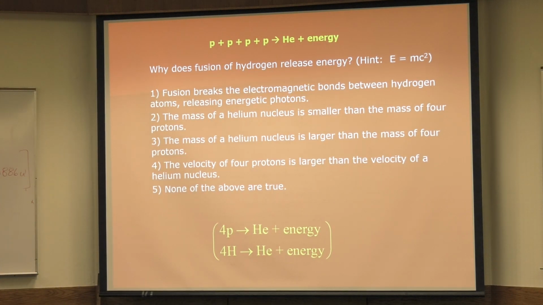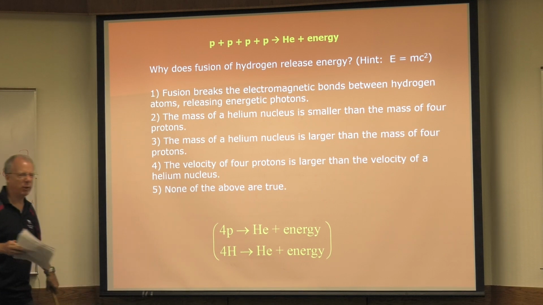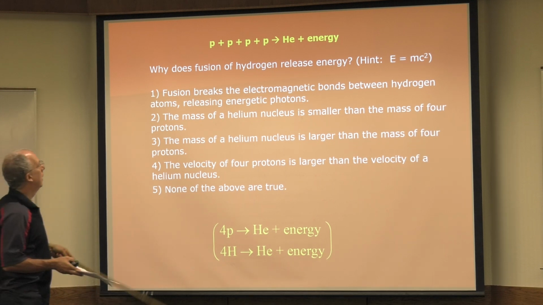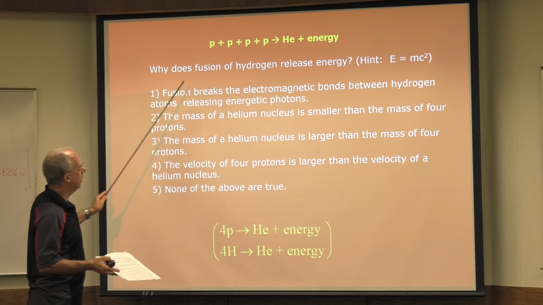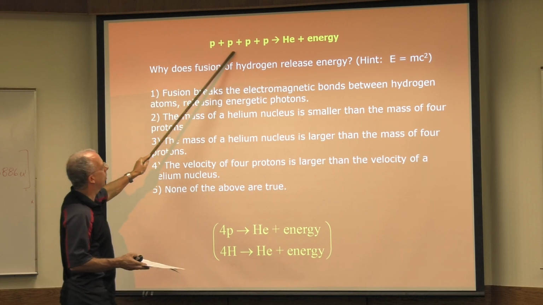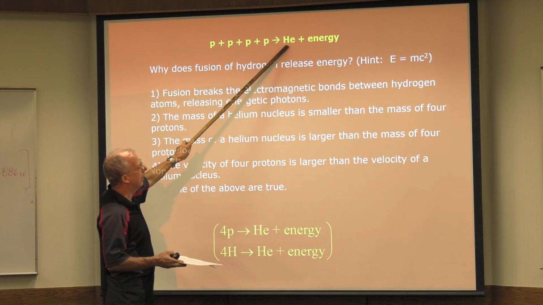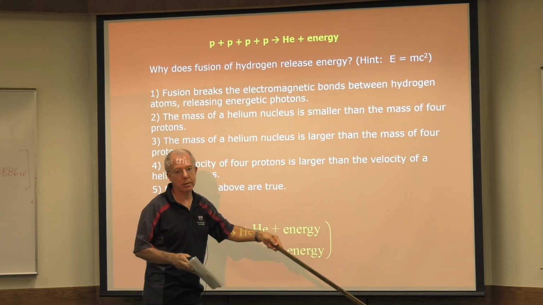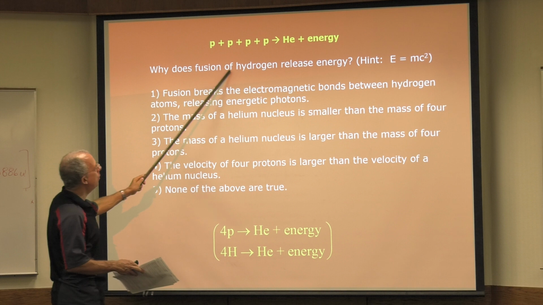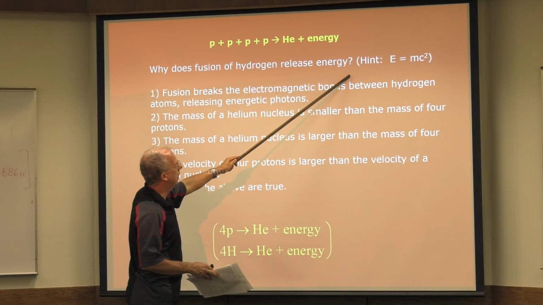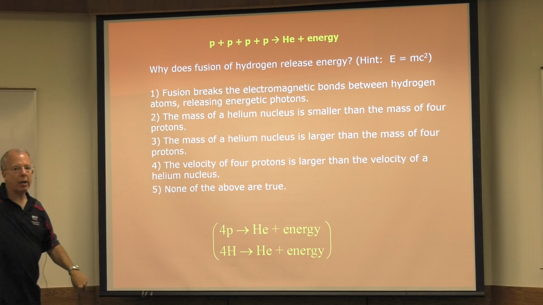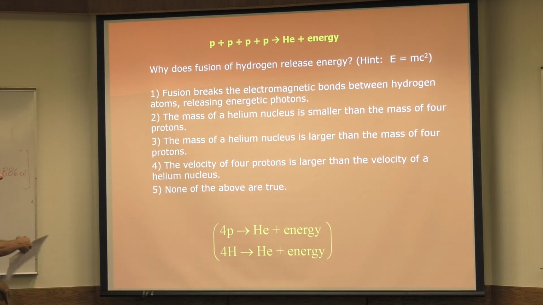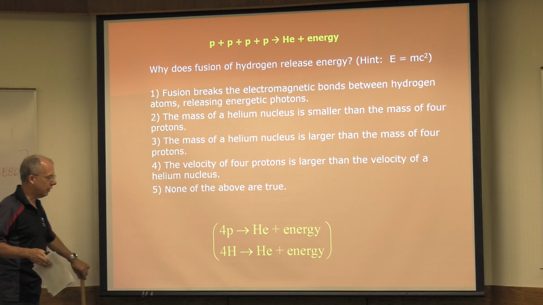Okay, now here's another way to look at this whole binding energy thing, fusion and fission and everything. This is like a review question based on relativity. Here's one type of fusion. This is what happens in a star. We have 4 protons fusing together to form a helium, 2 protons and 2 neutrons. When this occurs, energy is released. So why does fusion of hydrogen release energy? I gave you a hint. Everybody pause your video and figure this out. You should be able to do this if you remember relativity.